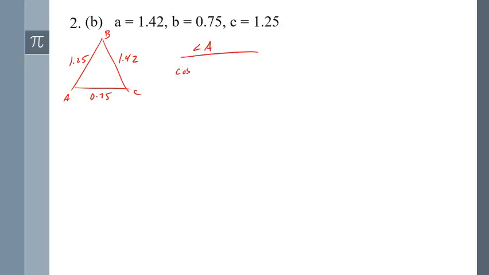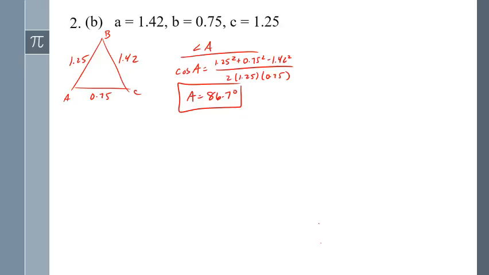So alternate form, cosine of A is equal to 1.25 squared plus 0.75 squared minus 1.42 squared all over 2 times 1.25 times 0.75. And if we take the inverse cosine of all that, we get 86.7 degrees. So there's angle A.